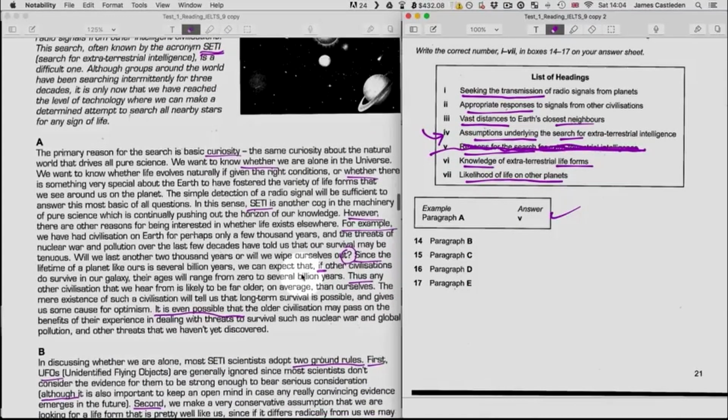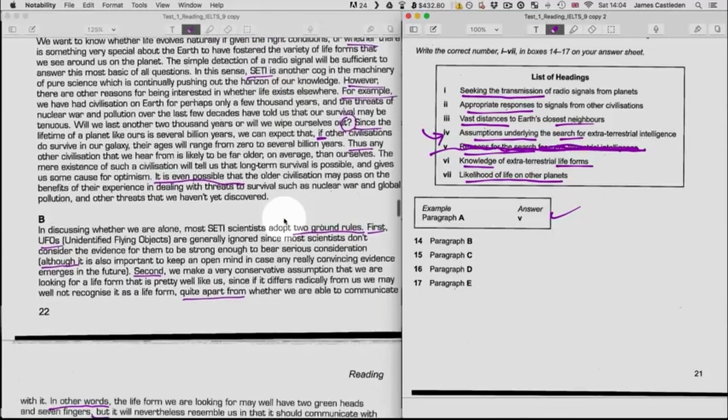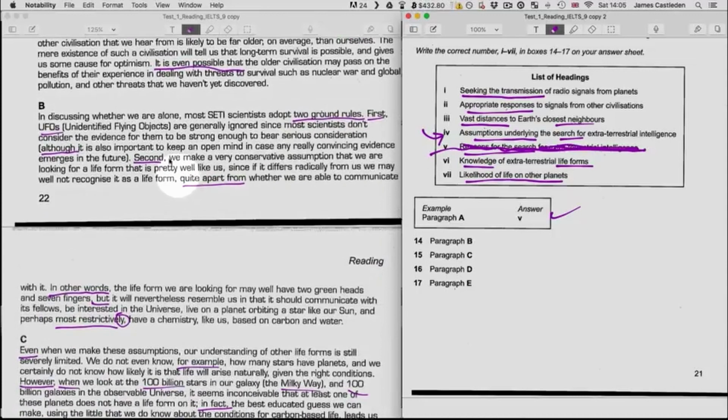Okay, primary reason is curiosity, whether there's something special, SETI. However, there are other reasons for being interested. For example, we have... So that might be the reasons. Why are we doing this? Reasons for the search. Oh, I'm looking at A. Sorry. Stupid boy.